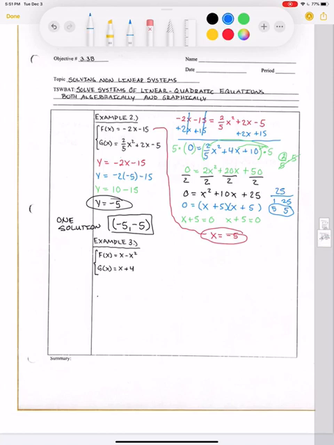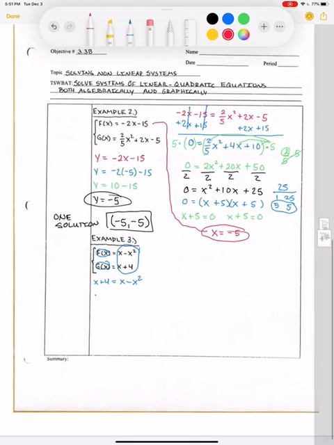Okay, on to the last example. I have f of x equals x minus x squared, and g of x equals x plus 4. Again, because both f of x and g of x are y, I can set these two things equal to each other. So I have x plus 4 equals x minus x squared.